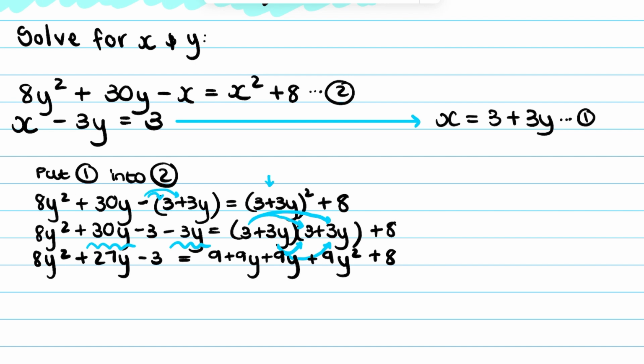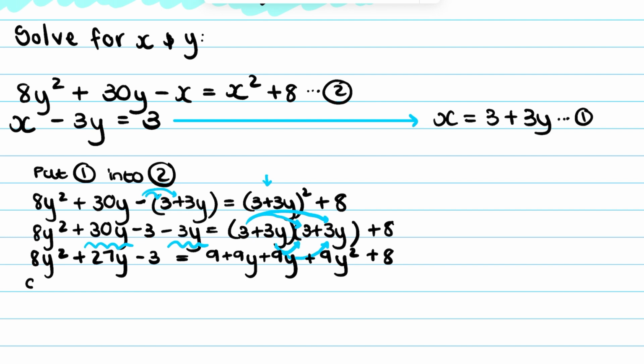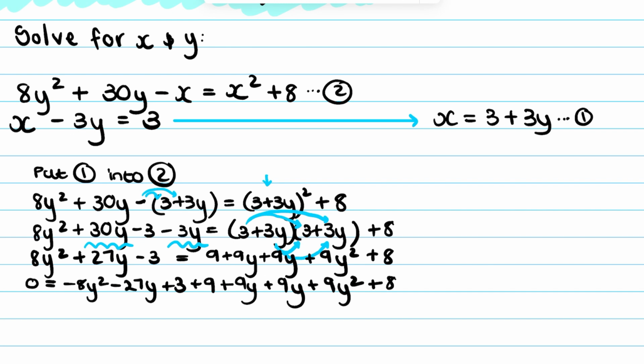All right, so now I'm going to look at my squared values, and I'm going to take all of my other variables to that side of the equal. So can you see that positive 9y squared is actually the bigger number here? So I'm going to take this whole thing to the other side of the equal sign, and I'm going to change these signs. So here's what that will look like. 0 is equal to negative 8y squared minus 27y plus 3. And then I write the rest as it is. So plus 9 plus 9y plus 9y plus 9y squared plus 8.